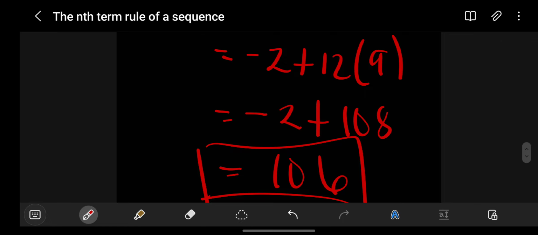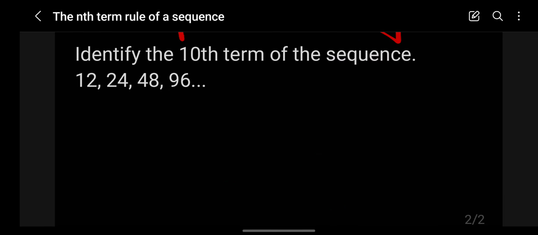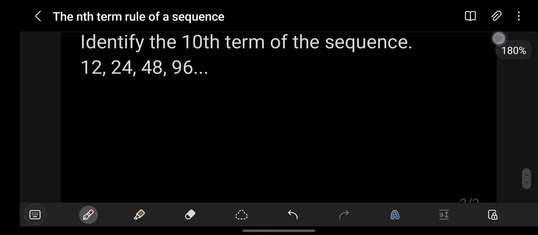Let's proceed now to the fourth example. Okay, let's have this example. Again, step 1 and step 2 are still the same. Step 1 is to identify the first term, which is 12. So you will write here the first term, which is 12.